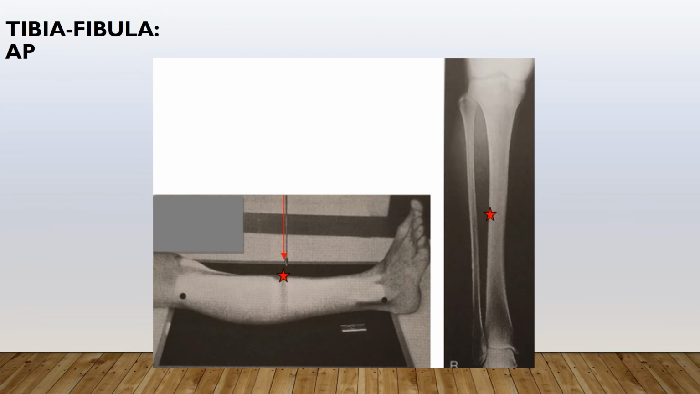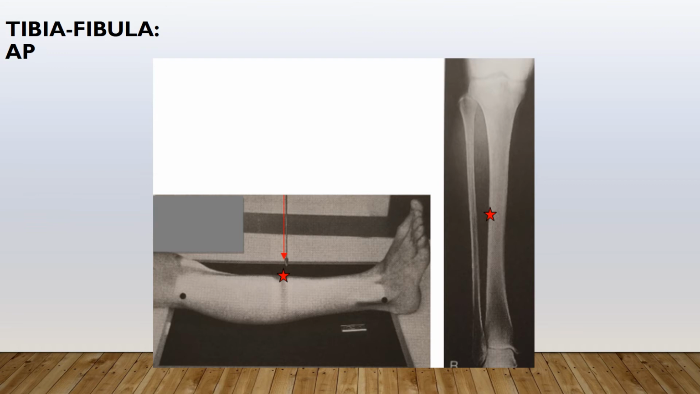Here is an AP of the tibia and the fibula. The patient is going to be supine on the table with the leg fully extended. You need to center the leg to the image receptor and adjust the leg to anatomical position with the toes slightly inverted. Both joints should be included on the image.